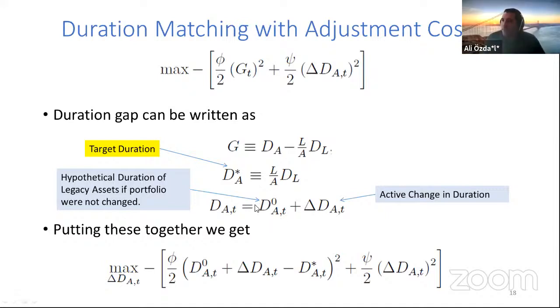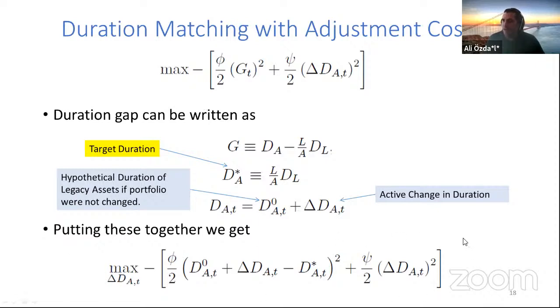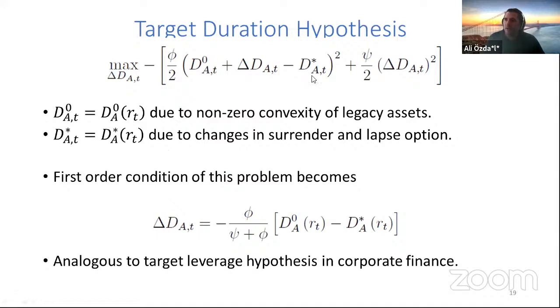Okay, cool. So in order to put everything together, we put these definitions into the objective function, and we will end up with this single objective function, where the only thing that we need to maximize is the active change in duration of the assets. All right. And when you take the first order condition of this thing, we will end up with this particular equation. Okay. And basically, the only difference between introducing a non-zero duration gap target would be simply adjusting this term here by that time varying duration gap amount, essentially.